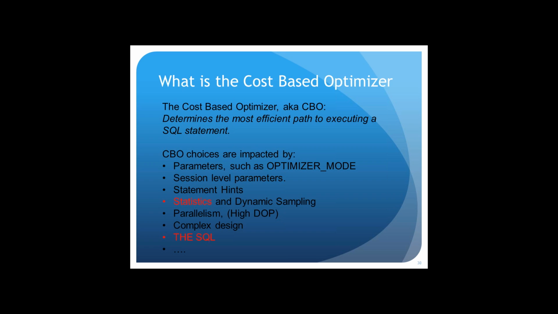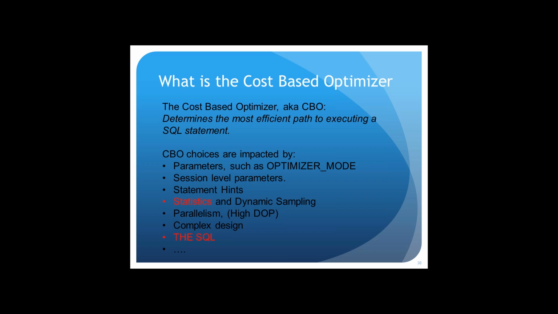So the CBO choices are impacted by a number of things. It can be, of course, parameters such as optimizer mode, the session level parameters, so if somebody altered the session and set some parameter at that session level. Statement hints, so somebody can say use hash, use NL for nested loops, use hash for a hash join. As I talked about, dynamic sampling 0, don't use any dynamic sampling. You can set all different ones, there's tons of them out there.